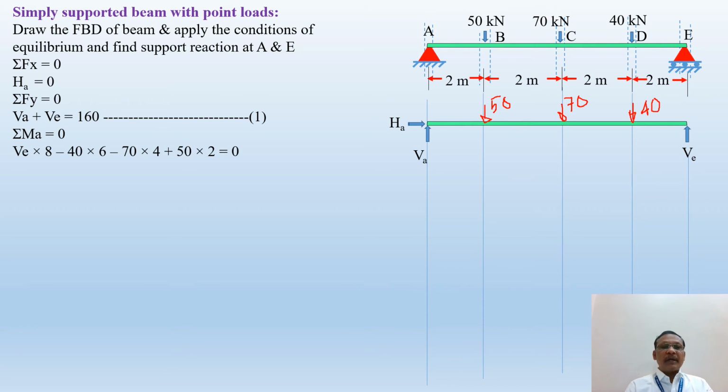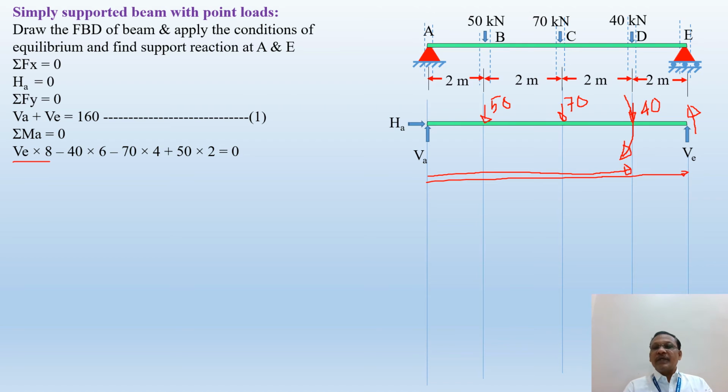So you take the moment of all the forces acting on this beam about point A. Write the equation of bending moment. Here I have taken the moment due to VE. What is the perpendicular distance of VE from A? This is the perpendicular distance: 2 plus 2 plus 2 plus 2, that is 8. So VE into 8, and it will create an anti-clockwise moment. We know that anti-clockwise moment is taken as positive, that's why I have considered VE into 8 as positive. Then the moment created by this 40 kilonewton will be in a clockwise direction, and this is its perpendicular distance, correct?